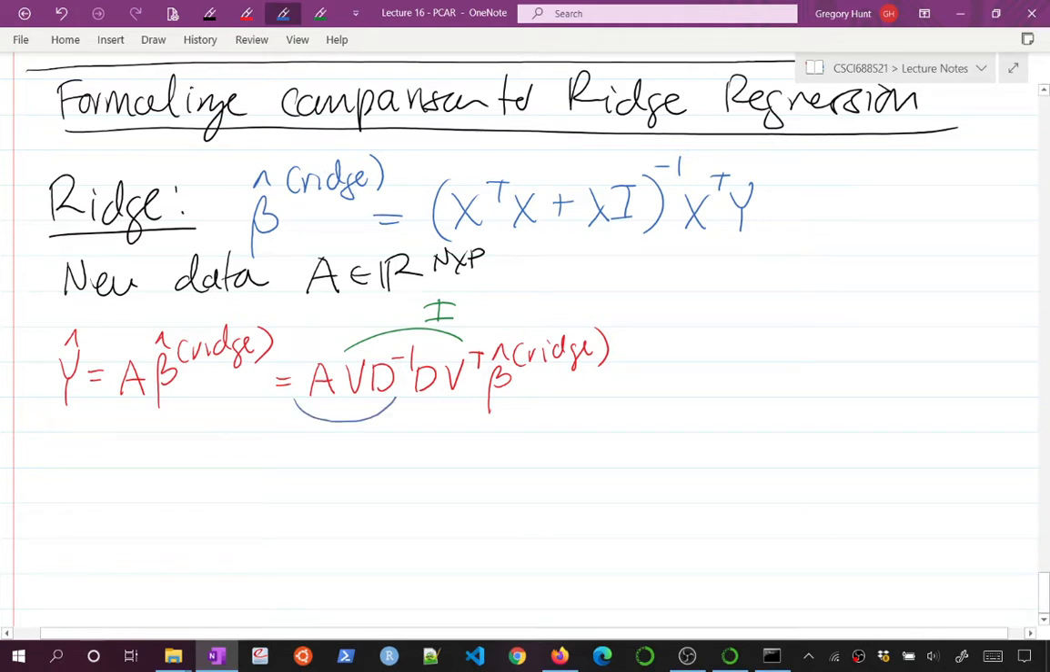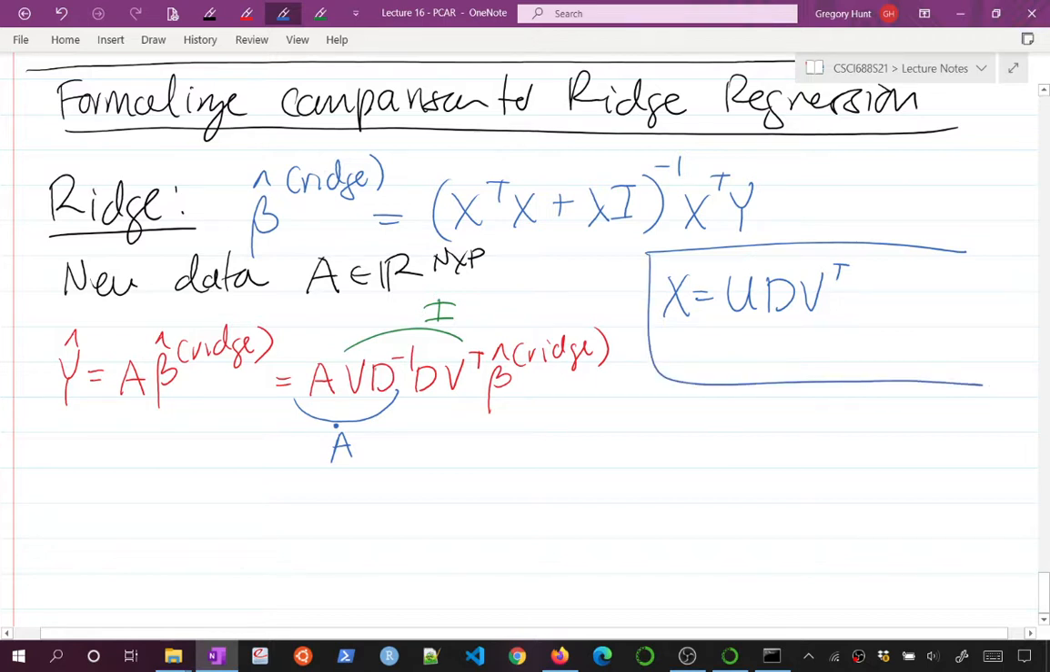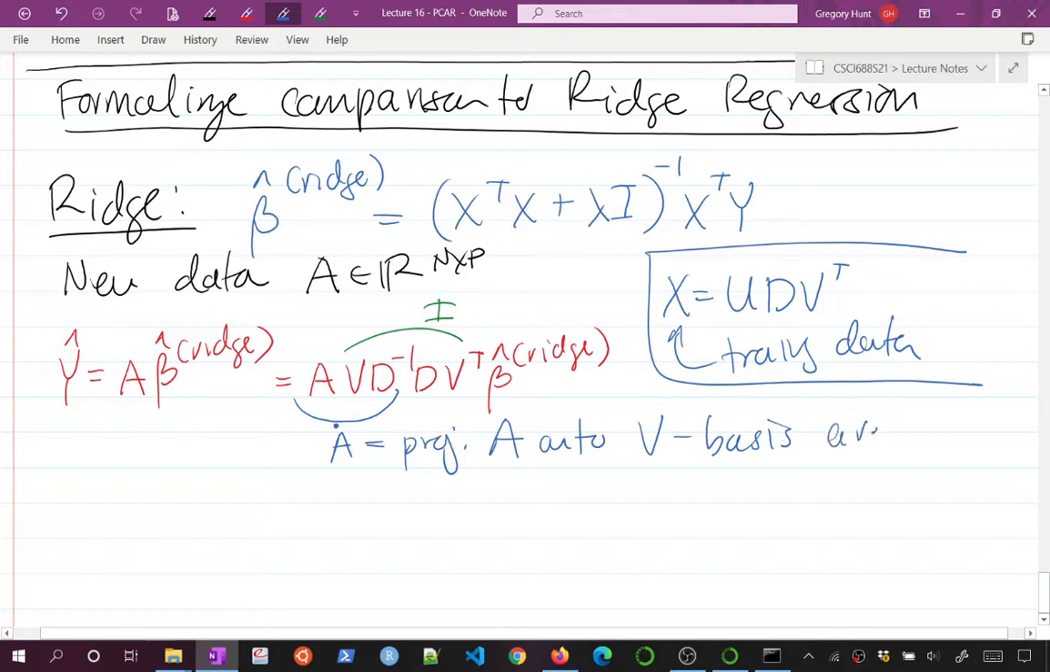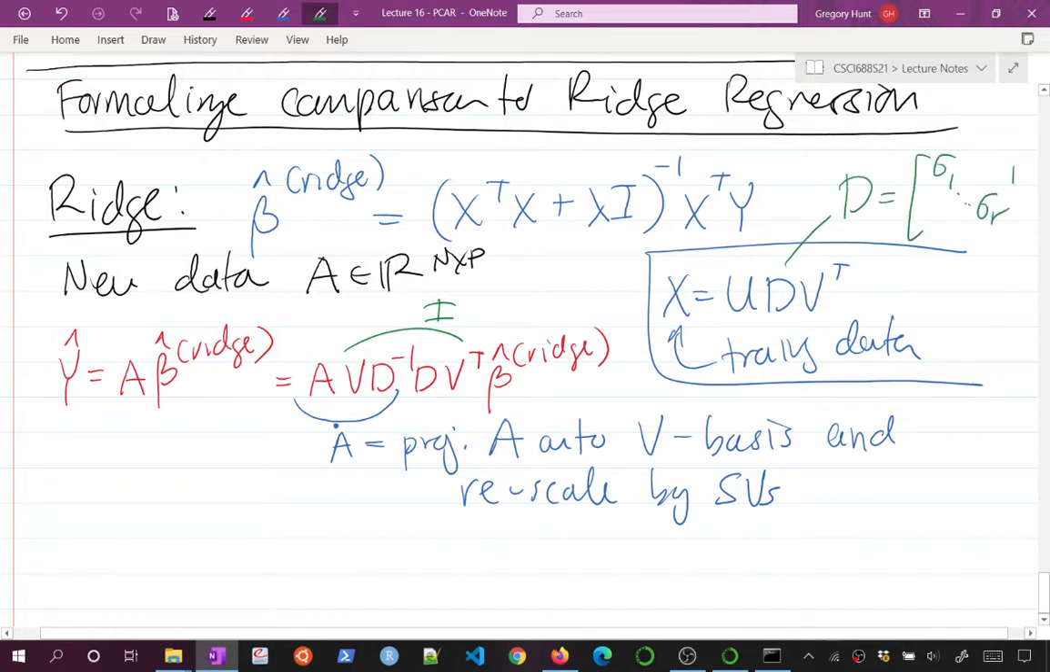And I'm going to call this thing A dot. Now V and D are the matrices from the SVD of our training data. They may not be the exact same thing as if I did the SVD to A; I'm not necessarily going to get the same U and the same D, for example. So this is our training data. But let's just call this thing A dot. Basically, A dot is what I get if I project A onto the V basis, onto that subspace, and rescale by singular values, by the elements of D. D, of course, is this kind of faux diagonal matrix where it has sigmas down the main diagonal and zeros elsewhere.